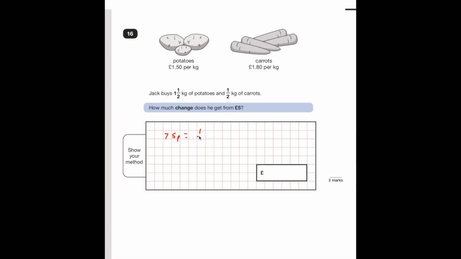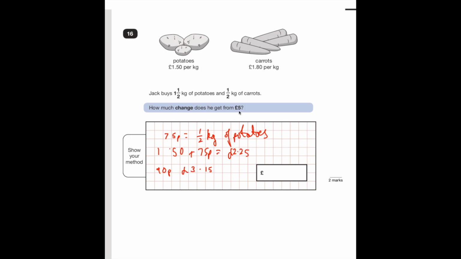I'm going to put 75p equals half a kilo. So therefore, 1.5 kilos is £1.50 plus 75p, which equals £2.25. So that's just for the potatoes, 1.5 kilograms. And he buys half a kilogram of carrots. So if they're £1.80 for a kilogram, half of that would be 90p. So 90p for the carrots and £2.25 for the potatoes. So in total, he's spent £3 and 15 pence.